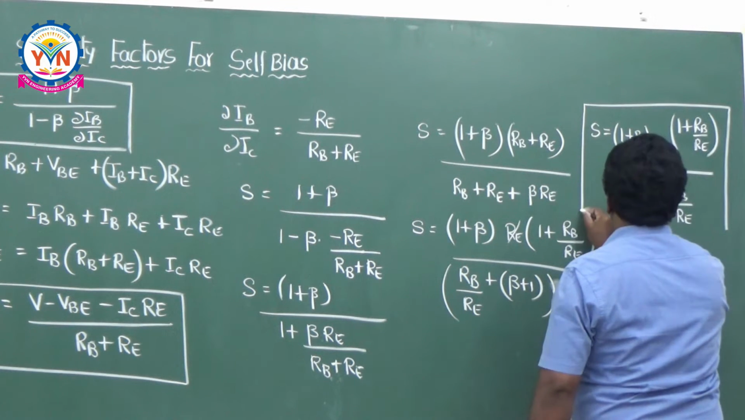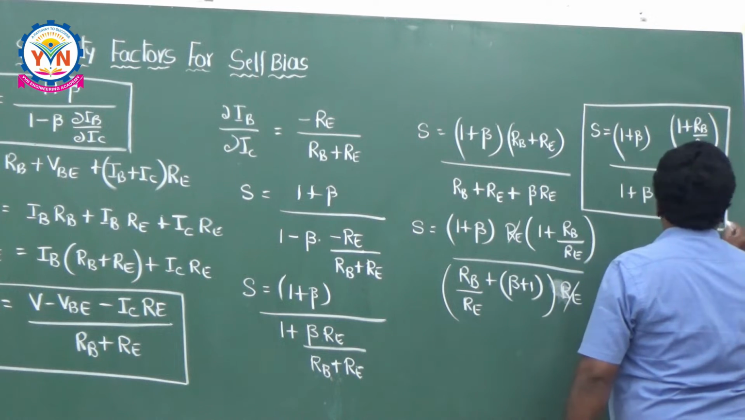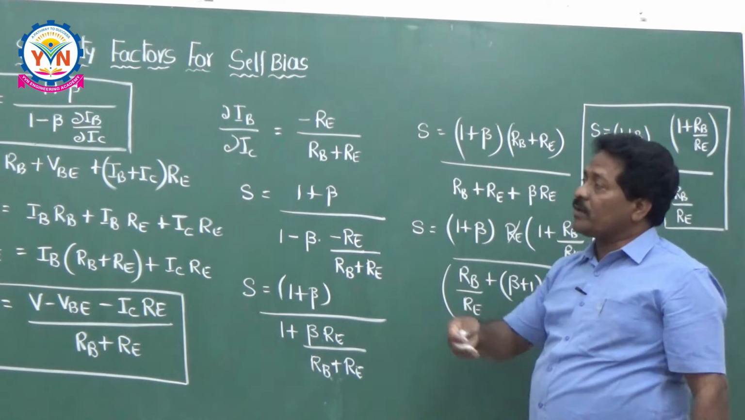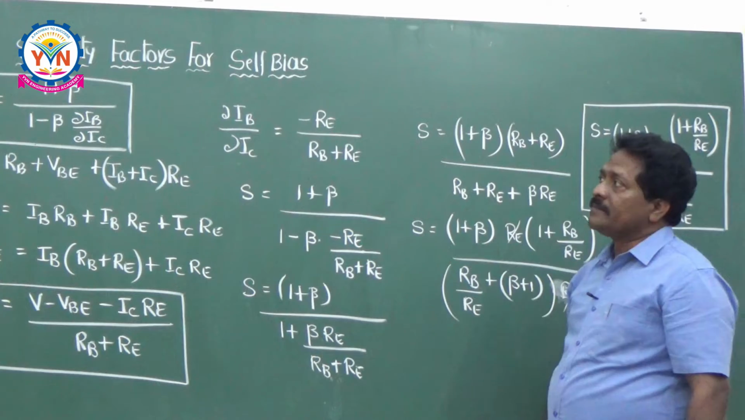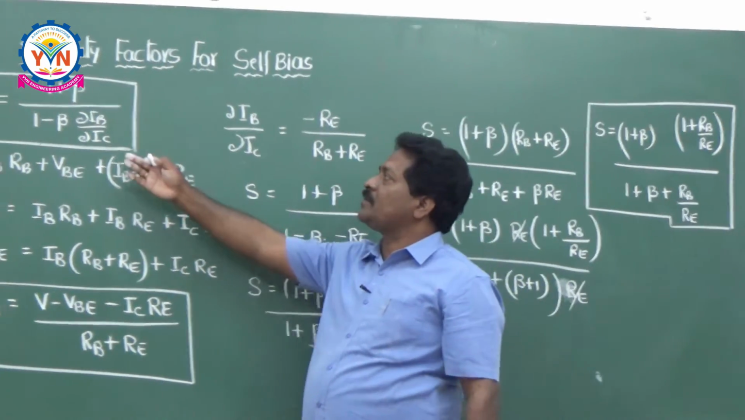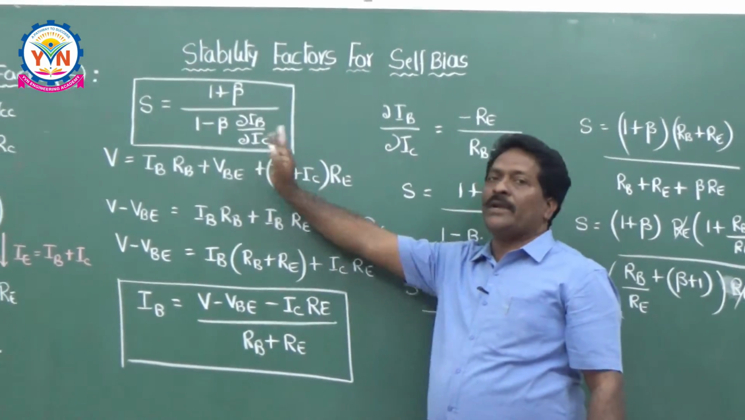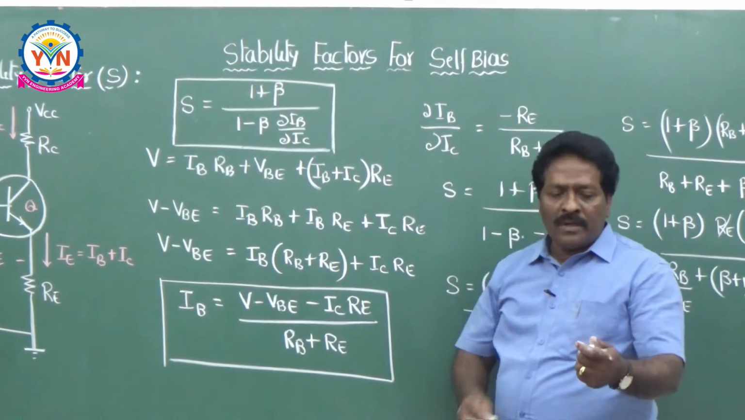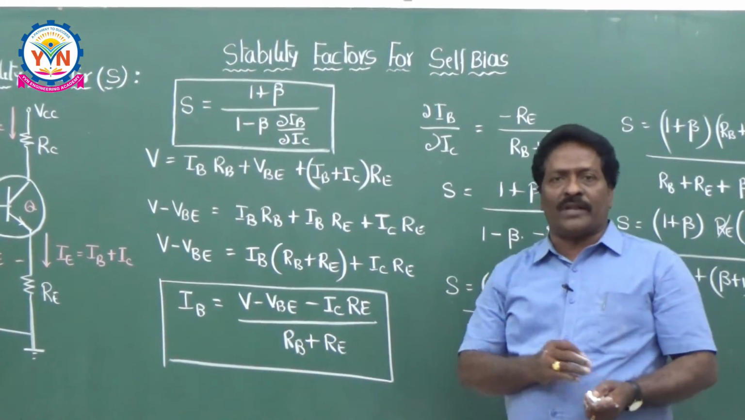Very simple, friends. Just write the KVL for the input loop. You write your base current expression, and in the generalized expression just substitute dou IB by dou IC. Now, some approximations I am going to tell you.